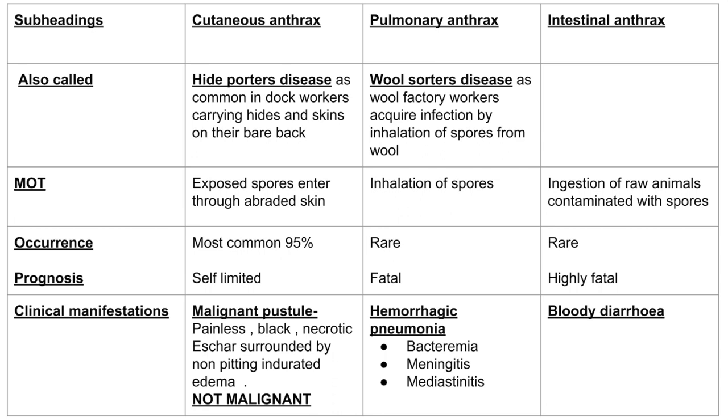First, cutaneous anthrax. It's also called hide porter's disease because workers usually carry the hides and skins of animals on their bare backs. The spores present on the animal's skins and hides enter humans through abraded skin. Since it's the most common type of anthrax, prognosis is self-limited, meaning it is not very fatal. But if left untreated, it can sometimes lead to fatal conditions.